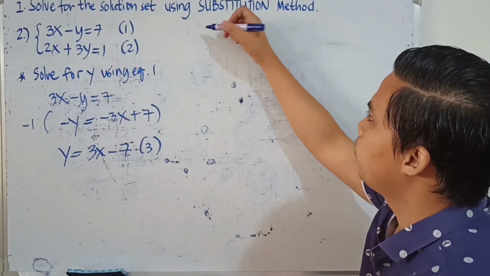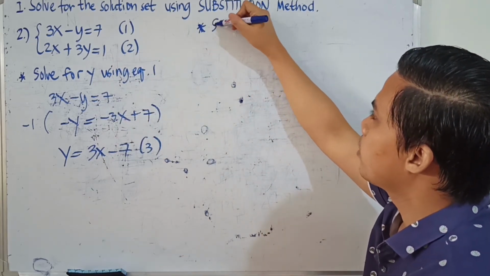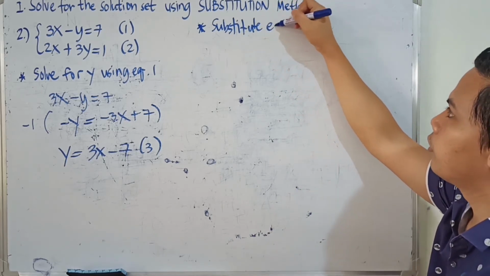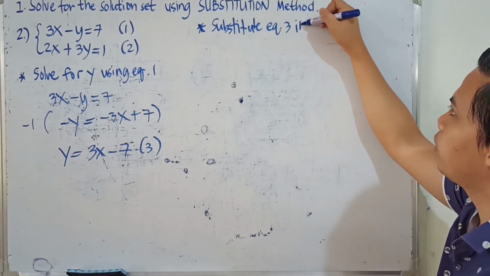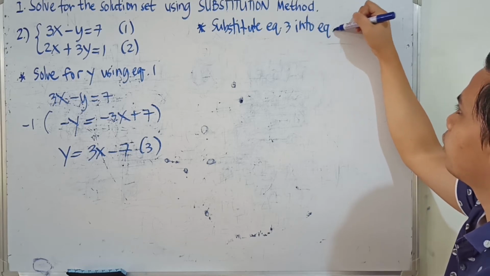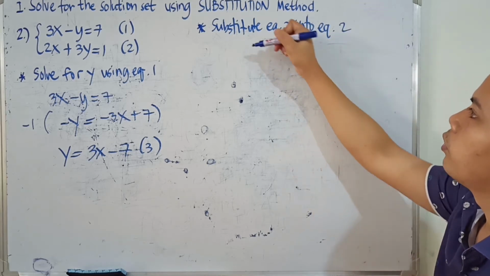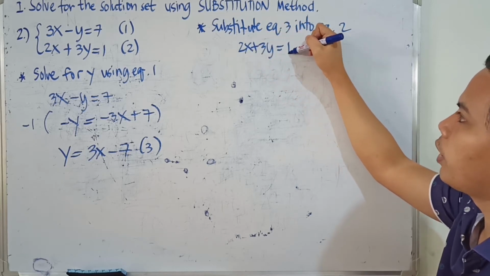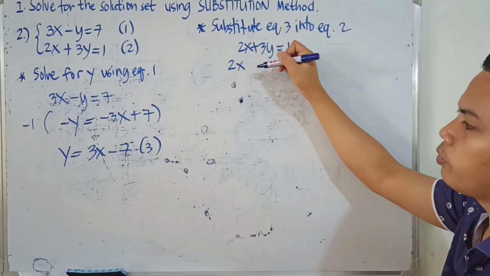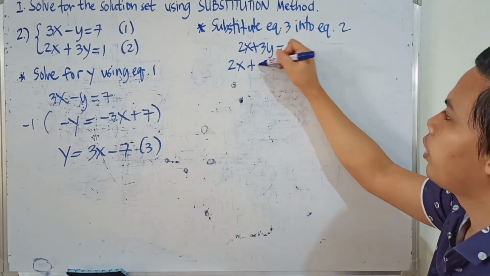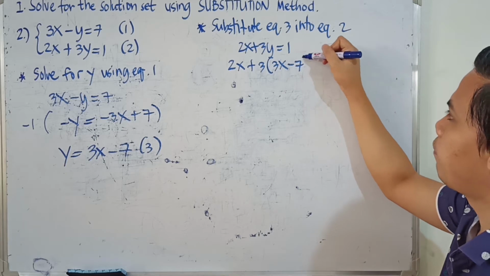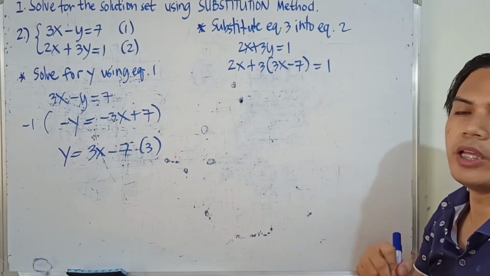Okay, itong equation number 3, we're going to use this one para ma-substitute sa value ng y sa equation number 2. So we have to substitute equation 3 into equation 2. So in equation 2 natin, we have 2x plus 3y is equal to 1. Then, isa-substitute natin yung nakuha natin na value ng y. We have 3x minus 7. Then, simplify lang natin.